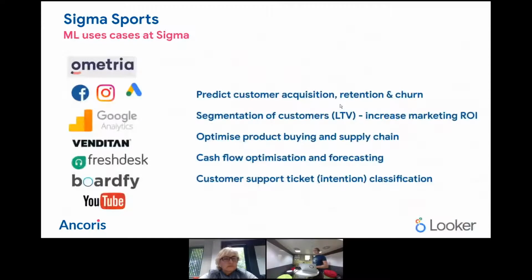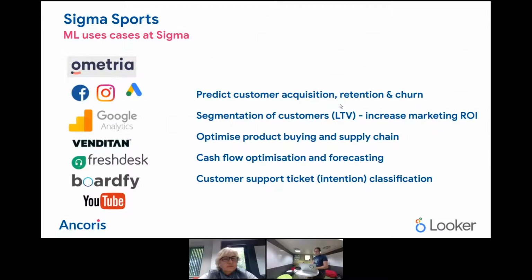Now, they've got some really interesting machine learning use cases, and I'm going to delve into a couple of these, but the ones that they're really interested in are predicting customer acquisition, retention, and churn. They're looking at segmentation of customers by lifetime value. And this is one of the ones we're going to cover in a minute, but this is a predictive lifetime value, just to emphasize. So this is not saying how much has each customer spent today. This is about someone potentially browsing your site or making a couple of purchases and then saying, how valuable do I think this customer is going to be to my organization?